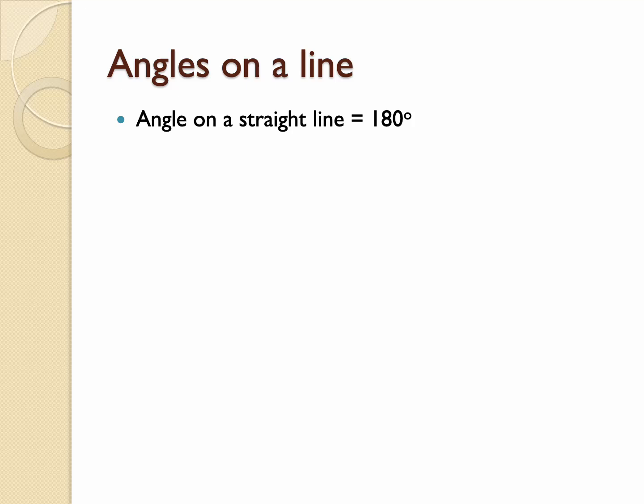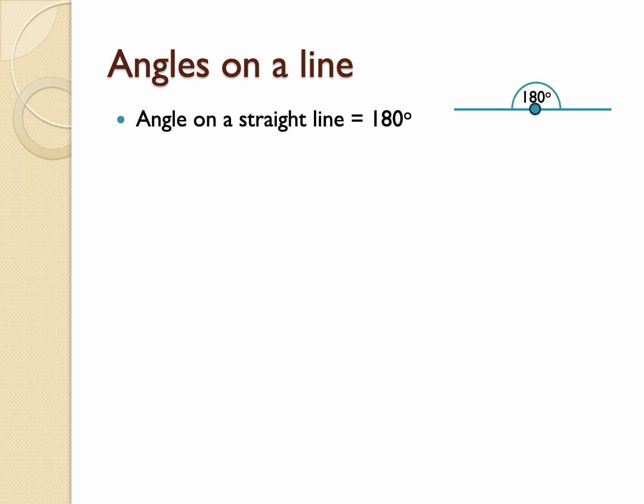Hi guys, in this video we are going to discuss the angle on a straight line. So this is a geometrical fact that we ought to know. Angle on a straight line is always 180 degrees, and this is reflected by this diagram on your slide. Now that alone may not be a very interesting fact, but it leads to very interesting facts.